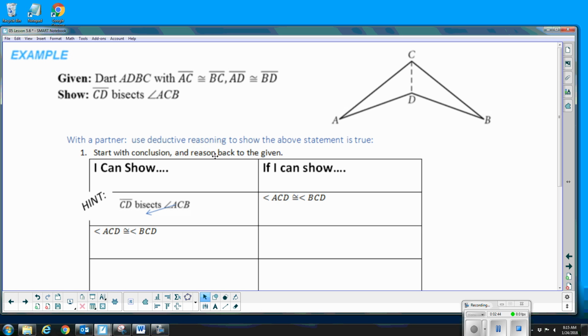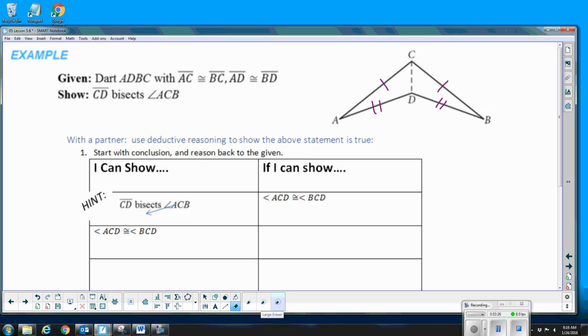So if you look at this diagram, first what you want to do is mark what you know. So here in the given information, it tells us that it's a dart, ADBC, which means we already know that it has two pairs of consecutive congruent sides. But here it tells us what sides those are. So AC is congruent to BC, and AD is congruent to BD. So mark your diagram. And we want to show that CD bisects angle ACB. So we're looking to show that this segment bisects this angle. Okay, so that's our goal.